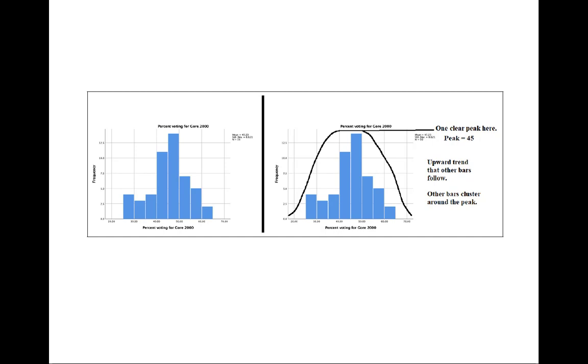Here is a histogram of states' vote share for Gore in the 2000 presidential election. I drew a general outline on top of it. From this outline, I can see there is one clear peak around 45. There is an upward trend to this peak that the other bars follow. And these bars here are clustering around the peak.